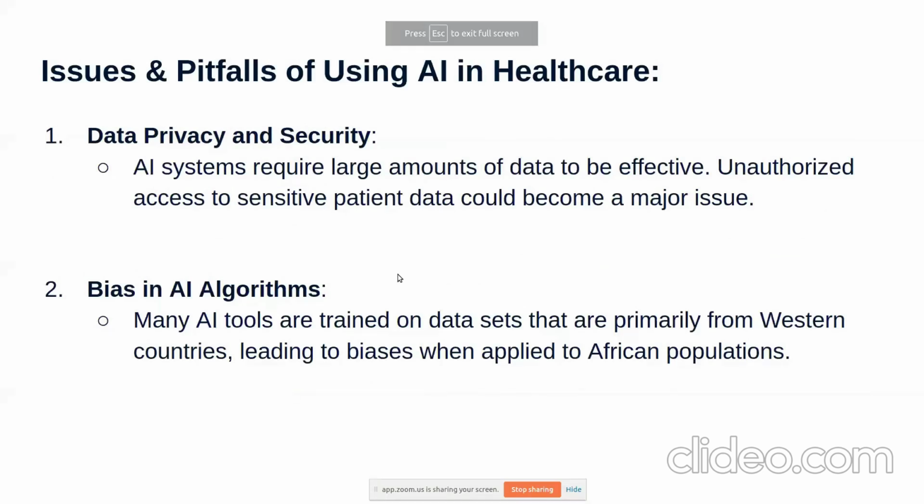Yeah. So let's round up. There are issues with AI, some of the issues and pitfalls with AI. I've mentioned the fact that it can make mistakes already. There are also issues of privacy and security.